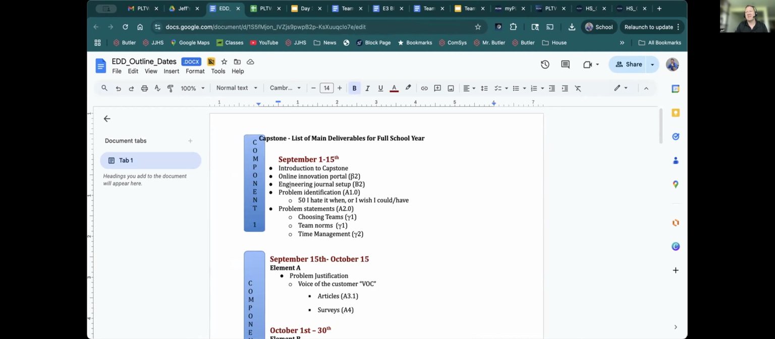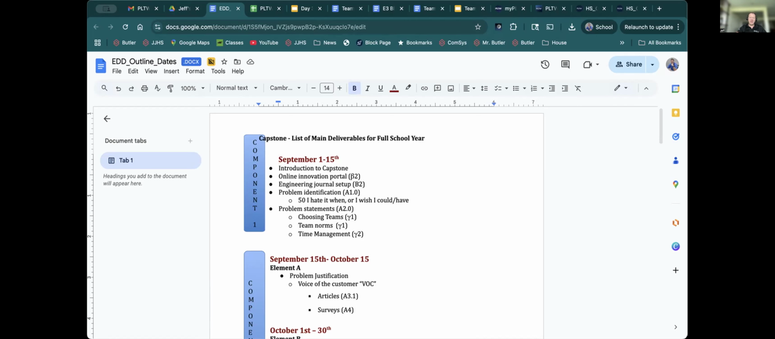We're starting, I think, September 8th this year. So usually the first half month, we're getting into what is Capstone. We're talking about online portfolios, setting up the engineering journal, problem identification, choosing problems, getting in the teams. That's taking a whole half month to do with my students, getting those creative juices flowing, going out, walking around campus. And then when they have their problem, then they start researching the problem.